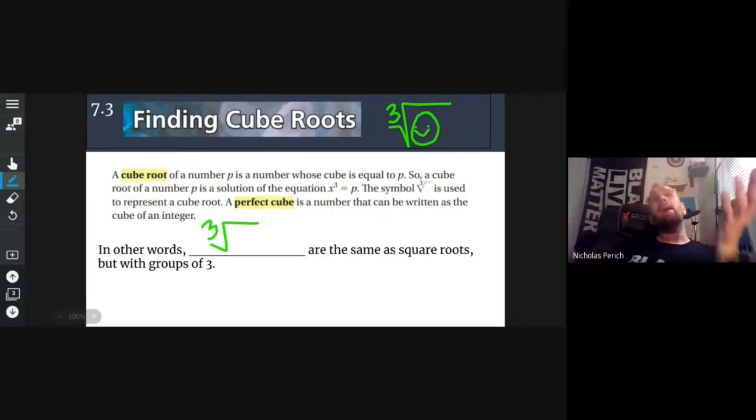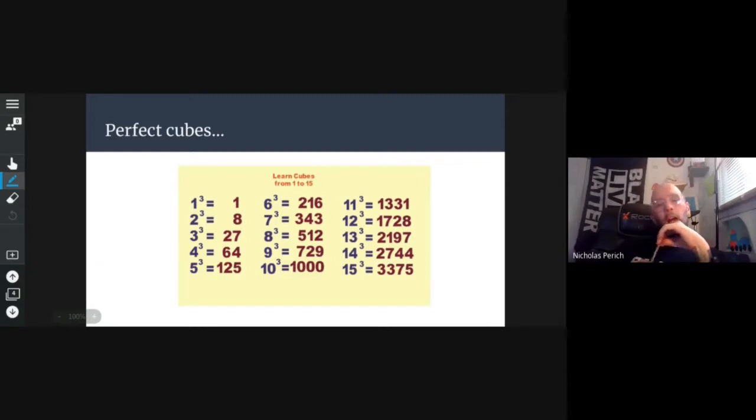Similarly, I have numbers that if I take the perfect cube of them, I get beautiful answers, and those are called perfect cubes. So like 1 times 1 times 1 is a perfect cube, and 2 times 2 times 2 is a perfect cube, and 3 times 3 times 3. What this is saying is if I took the cube root of 1, I get 1. If I took the cube root of 8, I get 2. If I took the cube root of 27, I get 3.